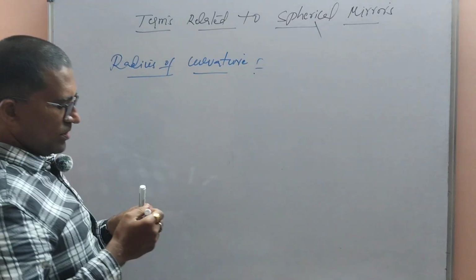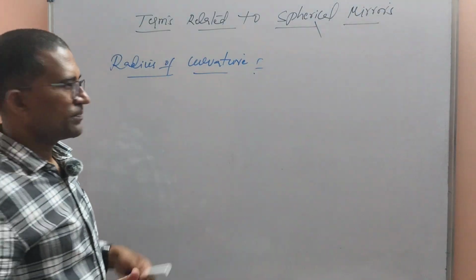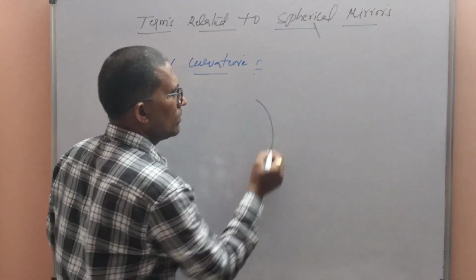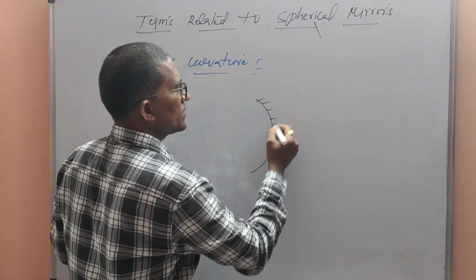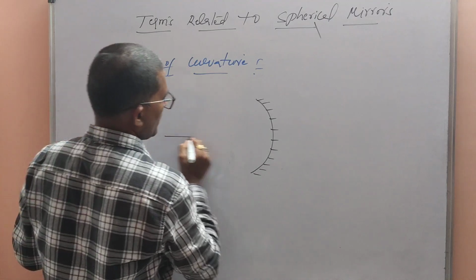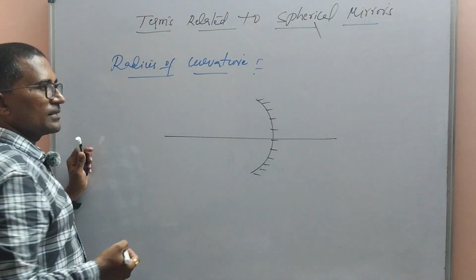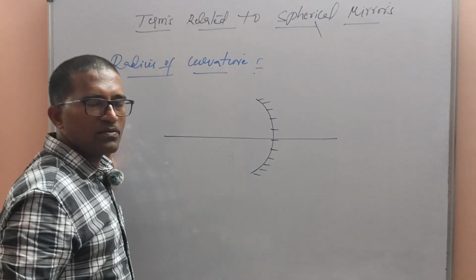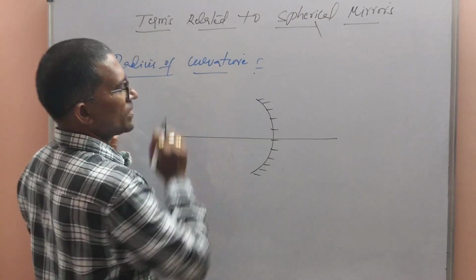Radius of curvature. What is the meaning of radius of curvature? Okay, now this is a concave mirror. We have some relation of radius of curvature with some other term. We'll be discussing it later after completing focus and focal length. Okay, now first, radius of curvature.